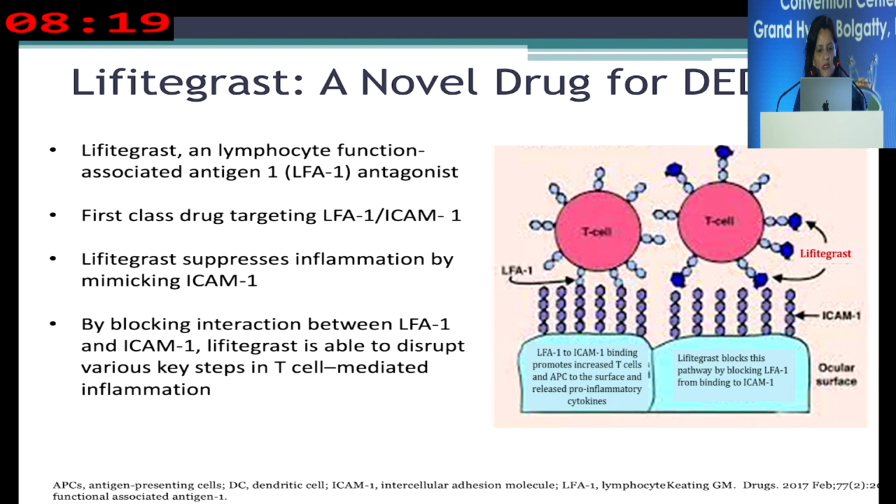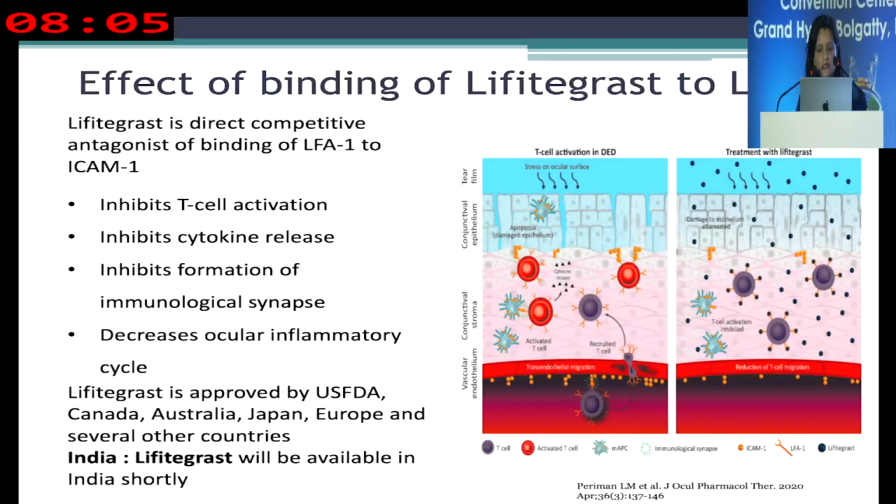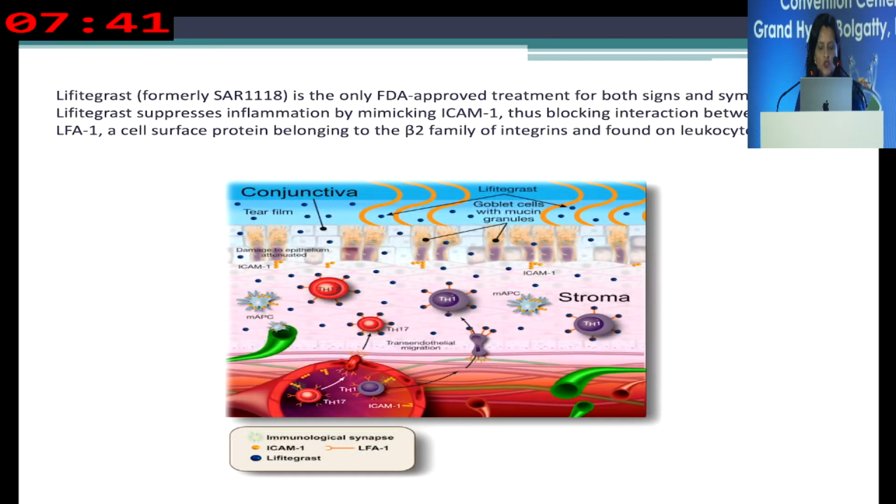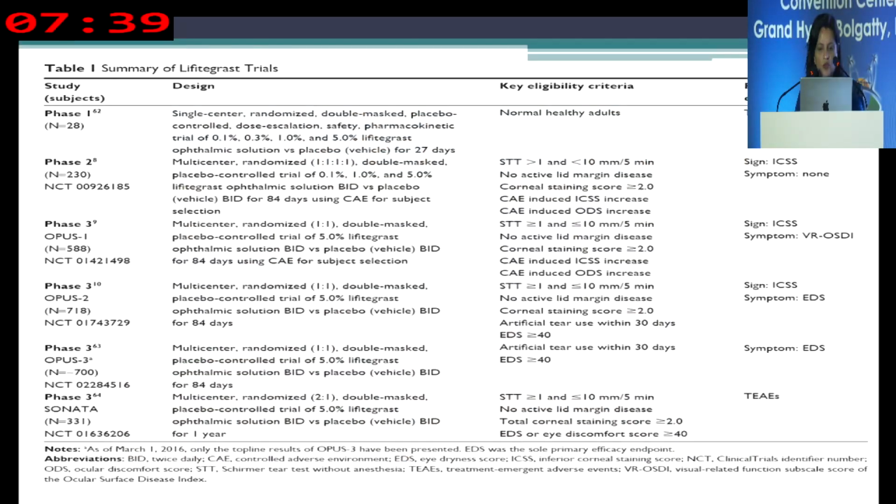So Liftegrast is basically a lymphocyte function antigen 1 antagonist, and it suppresses the inflammation by mimicking ICAM1, and it blocks the interaction between LFA1 and ICAM1. And so it disrupts the various key steps in the T cell mediated inflammation. So once that happens, the T cell activation is inhibited, cytokines are inhibited, it inhibits the formation of immunological synapse, and there's decrease in the ocular inflammatory cycle. And like I said, it is already being used in other countries, but in India it will be available shortly. Now, this is just to show the mechanism which I have already talked about.